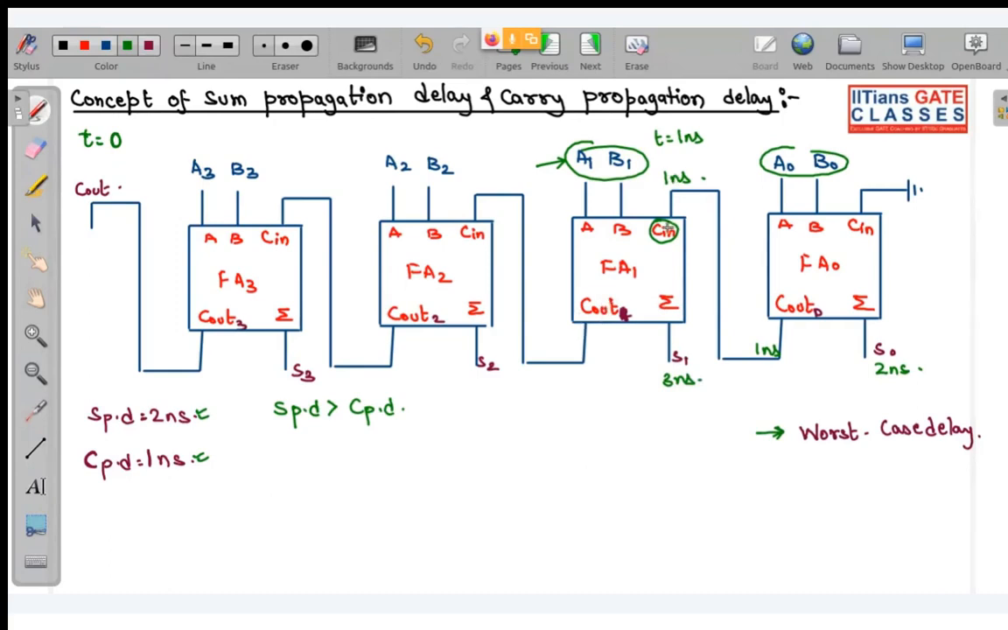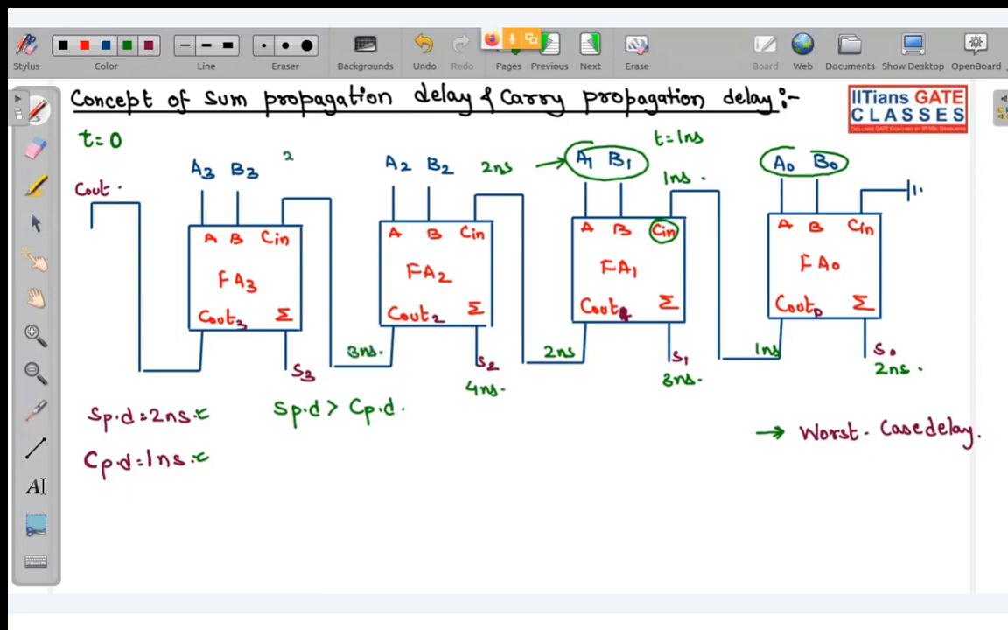Why? At 1 nanosecond, all the inputs had stabilized. So 1 more nanosecond is required for carry propagation delay. So this will be 2 nanoseconds. So the input of this full adder 2 has stabilized at 2 nanoseconds. So S2 will be generated at 4 nanoseconds, whereas the C out 2 will be generated after 1 more nanosecond. So 2 plus 1, that is 3 nanoseconds.